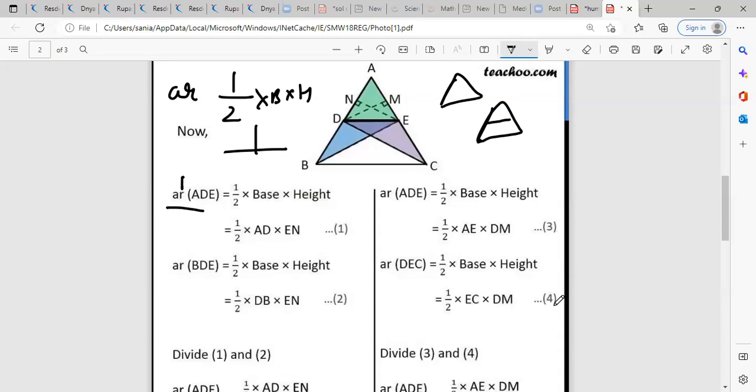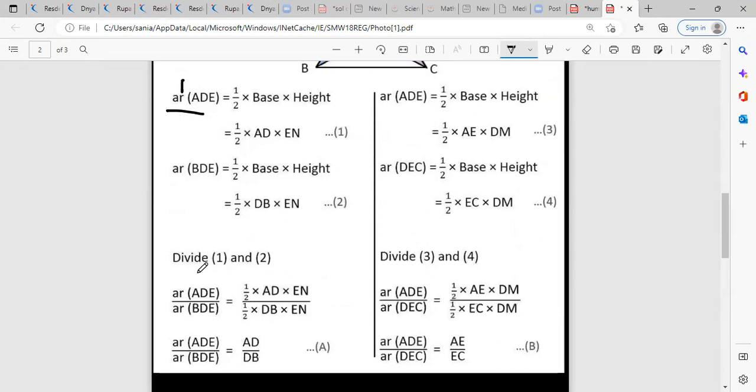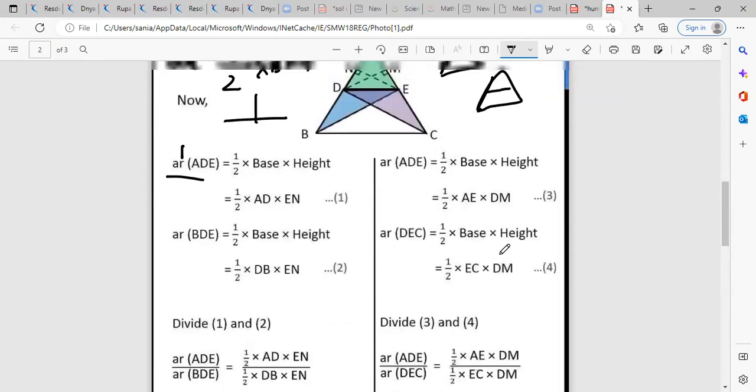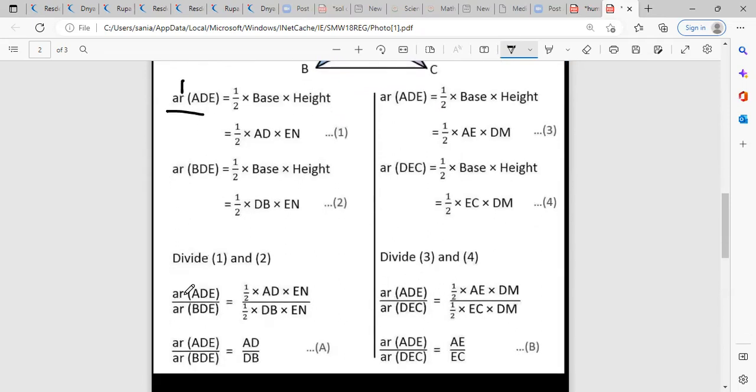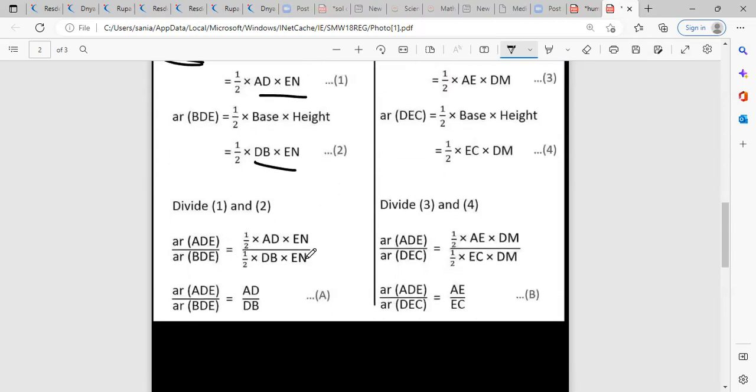Done. Now what you will do, you will divide the first and second, and the third and fourth. How will you be dividing? Area of ADE divided by area of BDE. So what is the area? Half into AD multiplied by EN. This is the first, and this is the second. So now you are going to divide it. You can see EN and EN will be cancelled out. Half and half will be cancelled. What will remain? AD and DB.